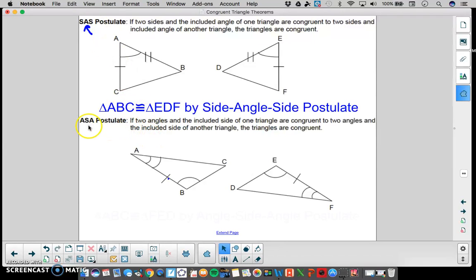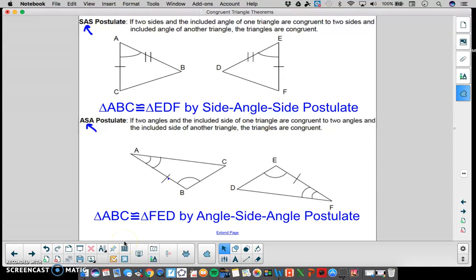Here we have the angle-side-angle postulate. So before we had side-angle-side where the angle was between. Now we have two angles where the side is between. So if we have two angles and the included side congruent to two other angles and the included side of another triangle, that's enough information to show that those triangles are congruent. We would say that triangle ABC is congruent to triangle FED by the angle-side-angle postulate.